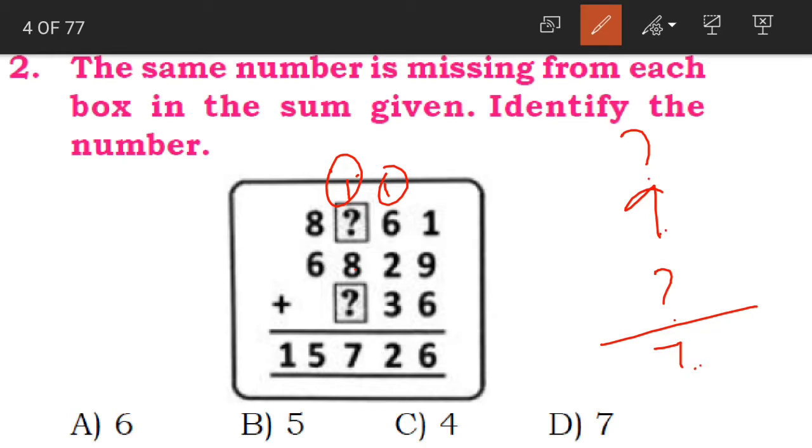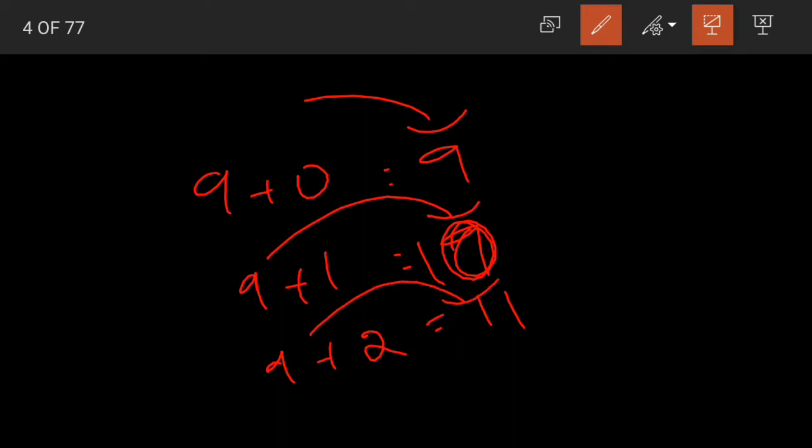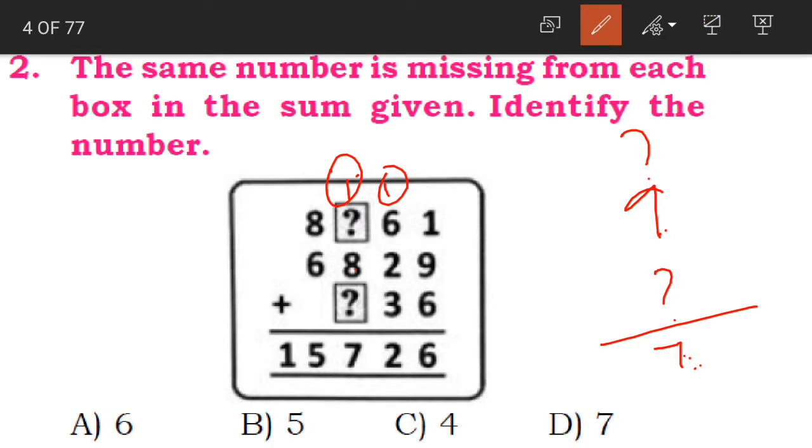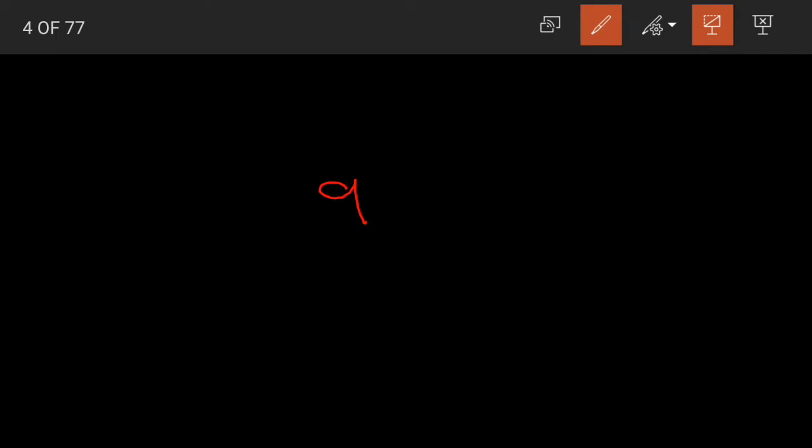Now we know that we cannot get 7. See, 9 plus 0 is also equal to 9. 9 plus 1, 10. 9 plus 2, 11. So any number we add, the sum will be greater than 9 only. Here it is less than 9. Yes, 7 is less than 9. So what do we assume? We assume that it is either 17 or 27. Yes, either 17 or 27.